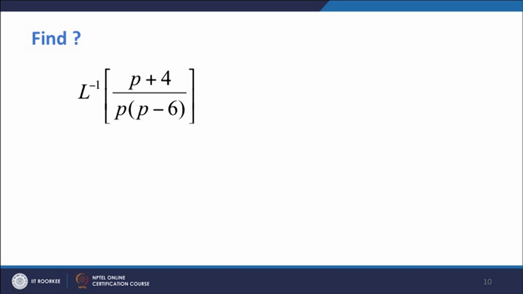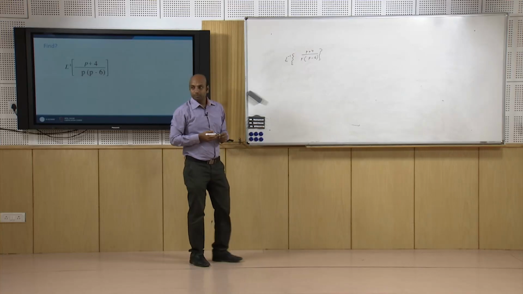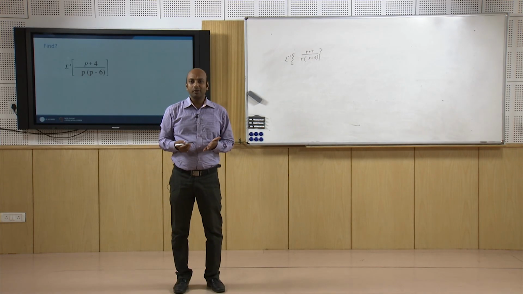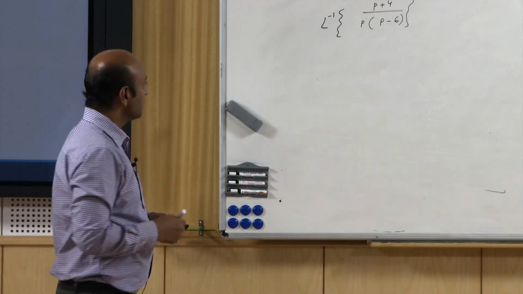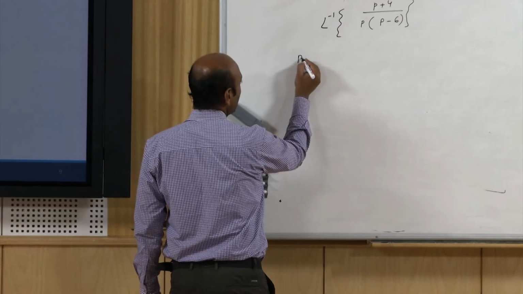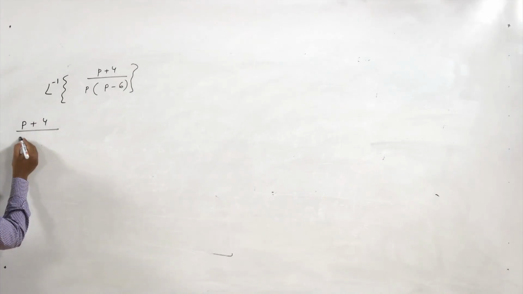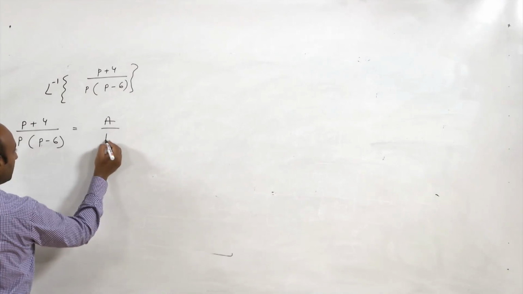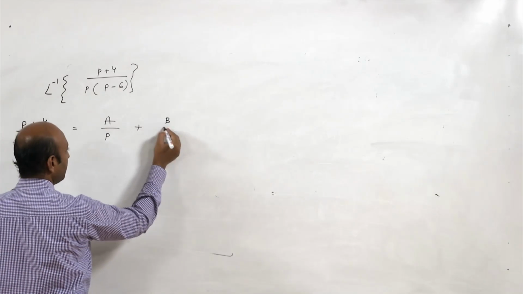Now suppose we want to find out Laplace inverse of (p plus 4) upon p into (p minus 6), some expression of this type. So again we will make use of partial fractions. So what is (p plus 4) upon p into (p minus 6)? It is nothing but A upon p plus B upon (p minus 6).